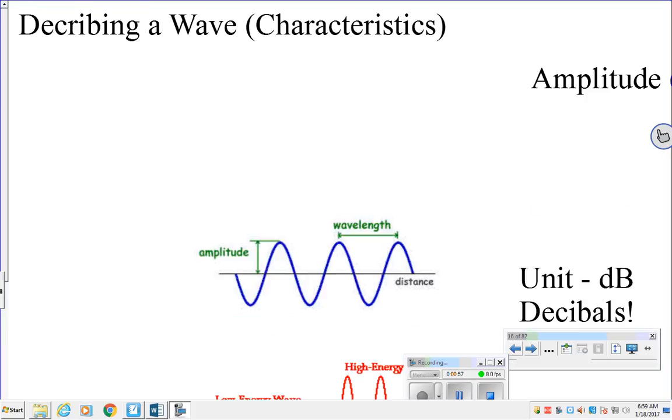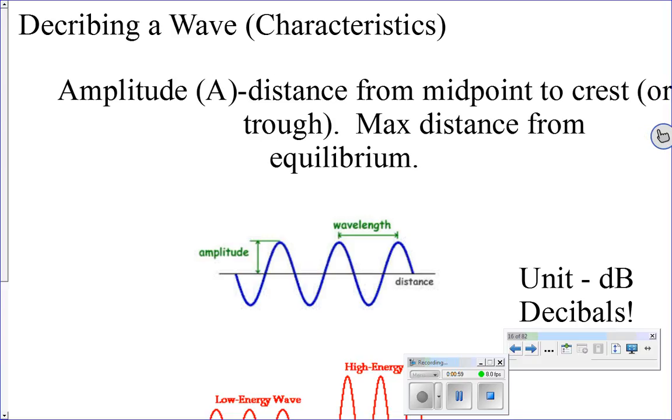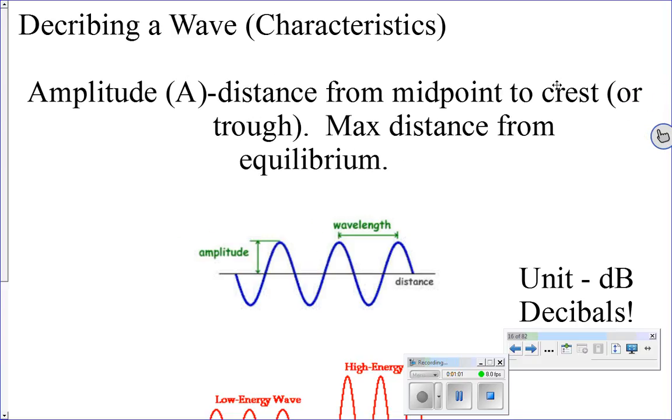We also can describe a wave using amplitude. This is the distance from the midpoint, which we also referred to as the rest position before, to either the crest or trough of the wave. So it can be measured above, it can also be measured below. So this is basically the max distance from that rest space or from equilibrium.